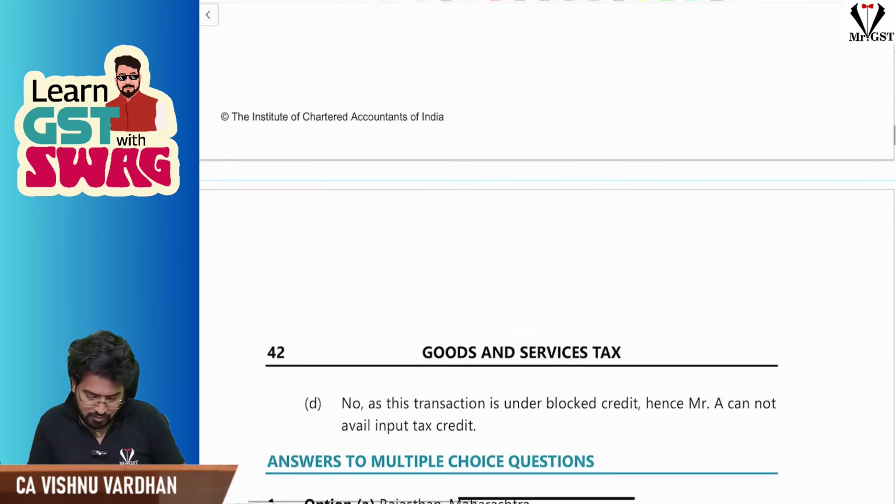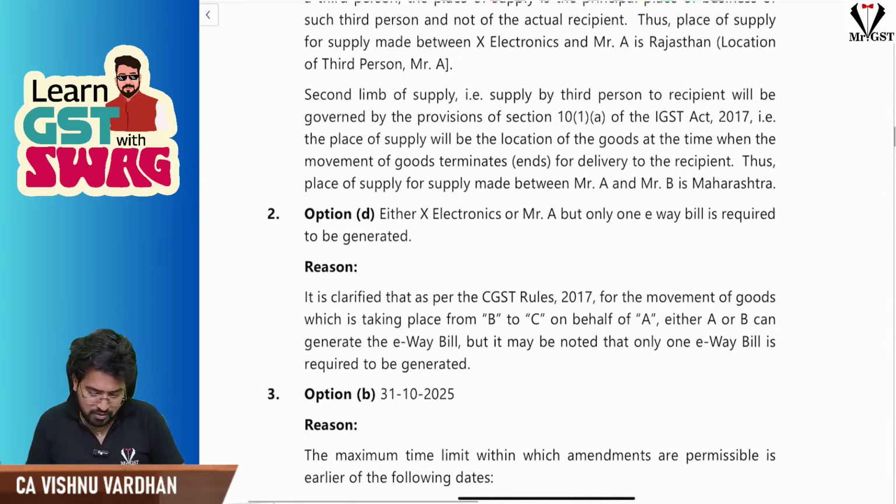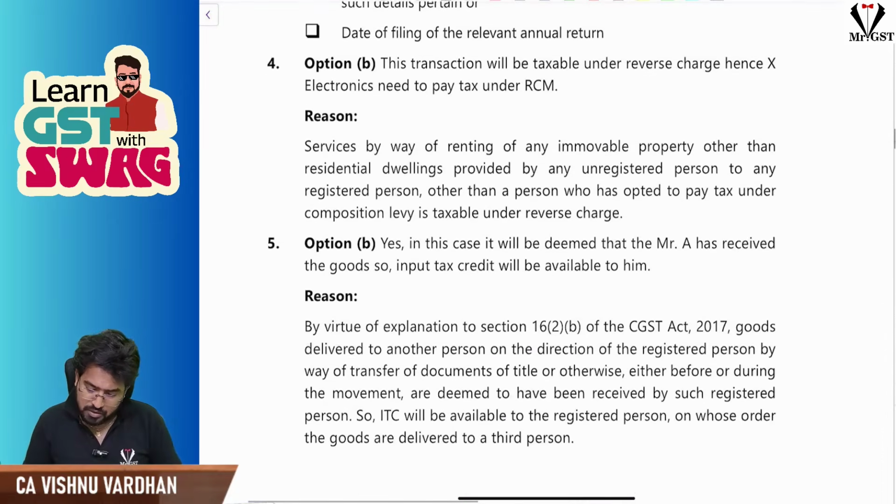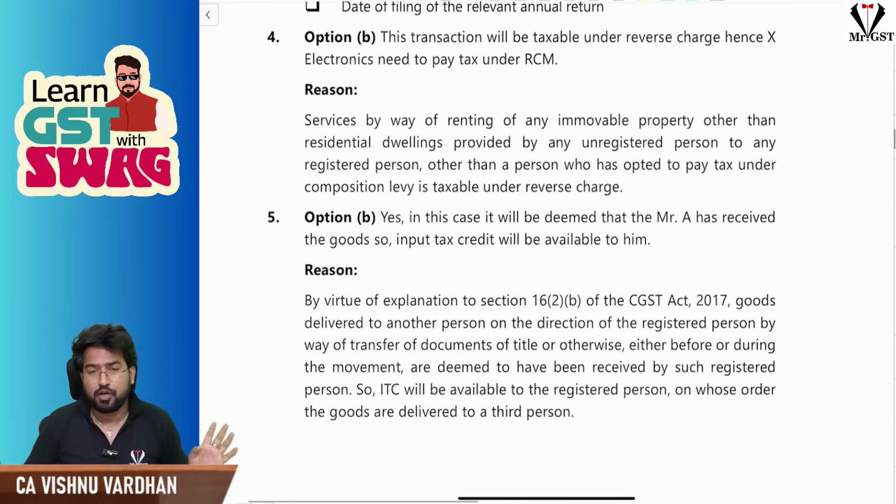So that is case study number 13 for you. Okay, Rajasthan, Maharashtra, either X or A, 31 October. Yes, tax payable. Yes, in this case. Okay, B. So that is the option. Okay, so that is case study number 13 for you.